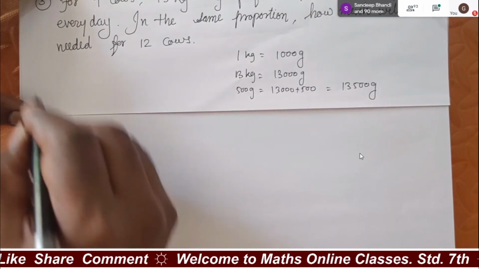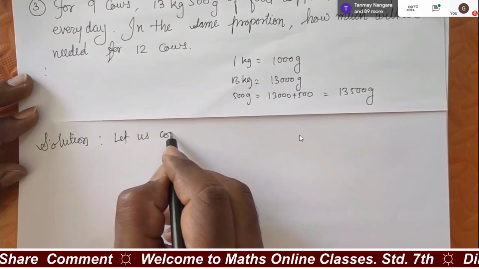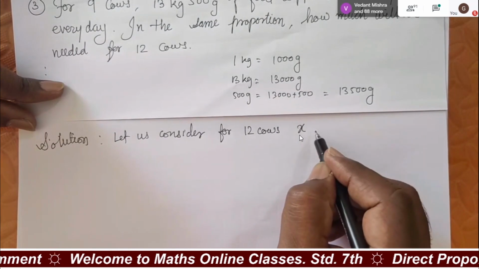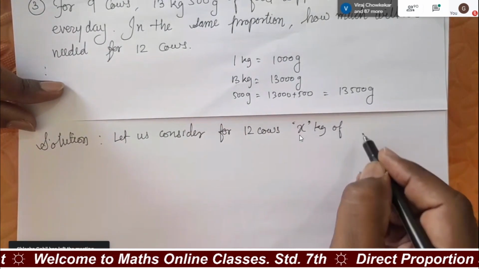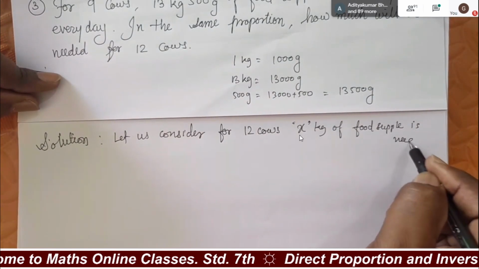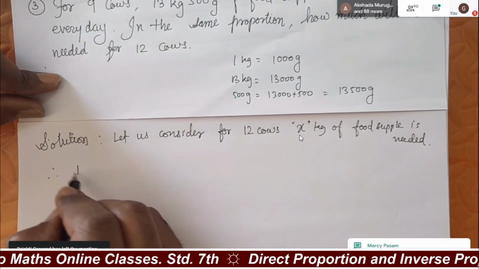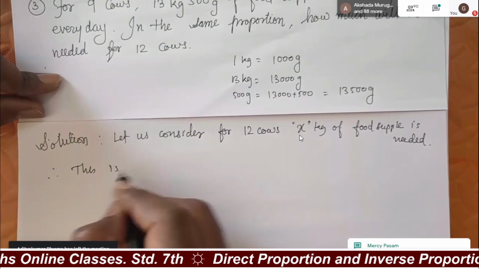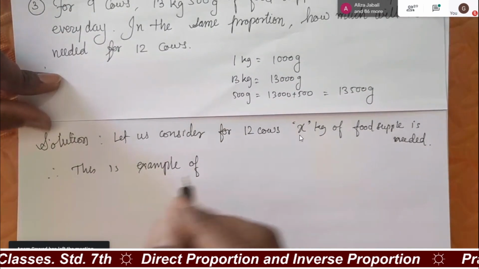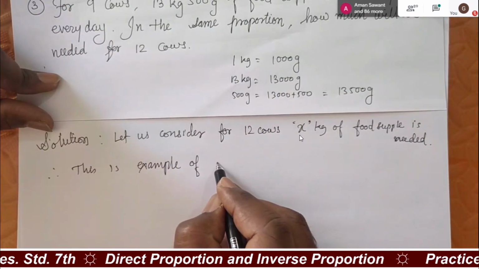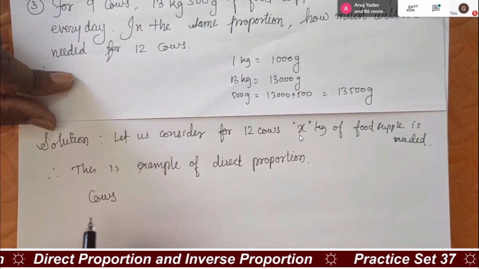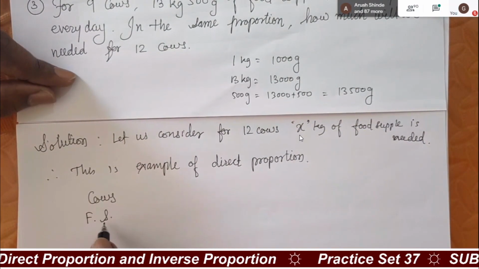Write down the solution. Let us consider that for 12 cows X kg of food supplement is needed, you can write. Second, write down, this is an example of direct proportion. Cows, and this is the short form of food supplement, okay?